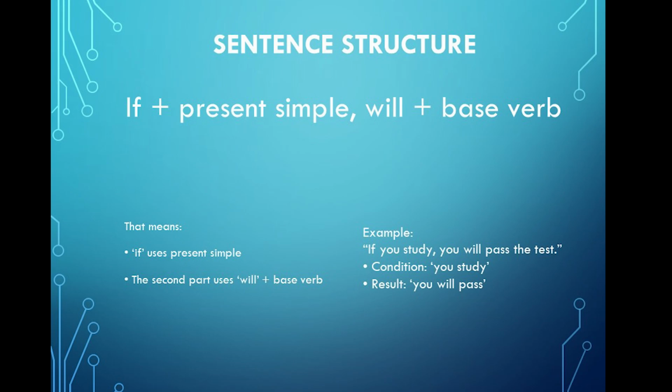Now, let's look at the structure. This is very important to remember. The first part uses the present simple after if, and the second part uses will plus the base form of the verb. Repeat after me. If plus present simple, will plus base verb. That means the part with if uses the present simple tense. The second part uses will plus the base form of the verb.